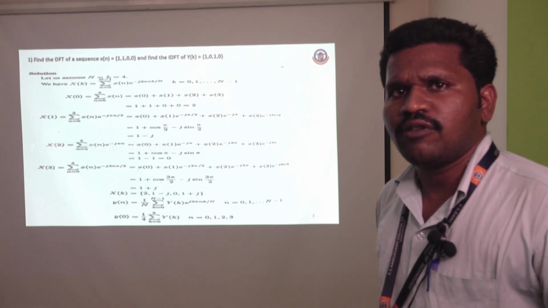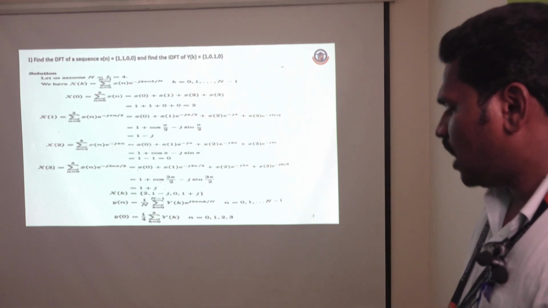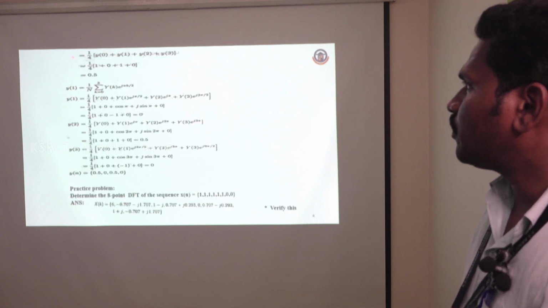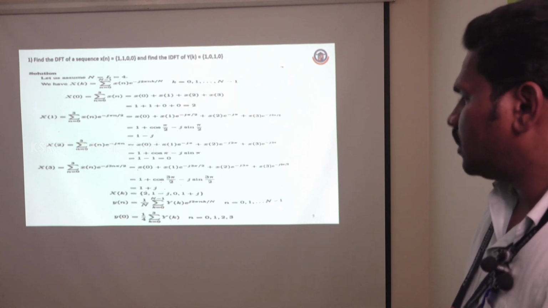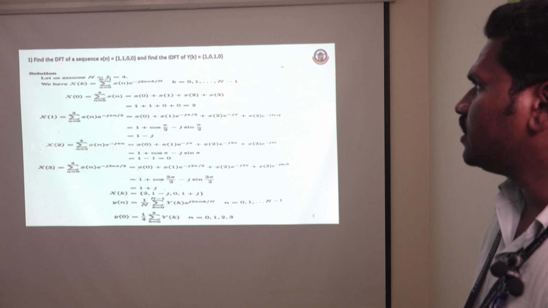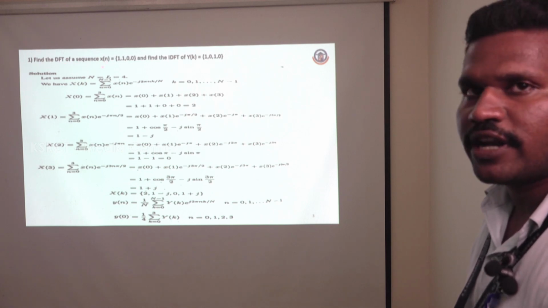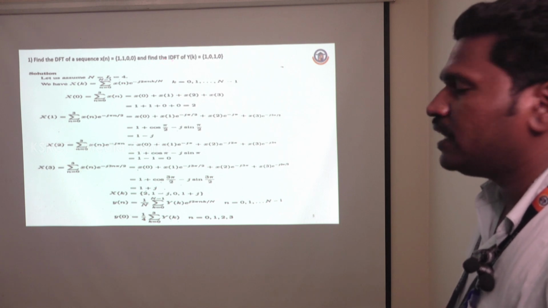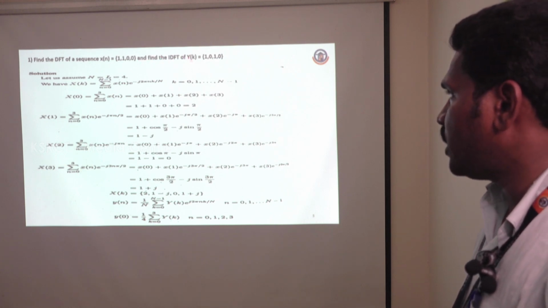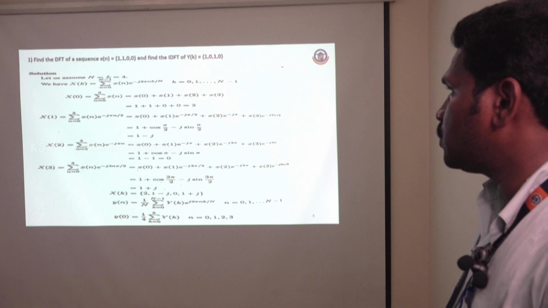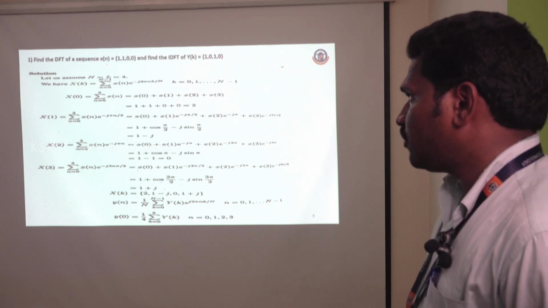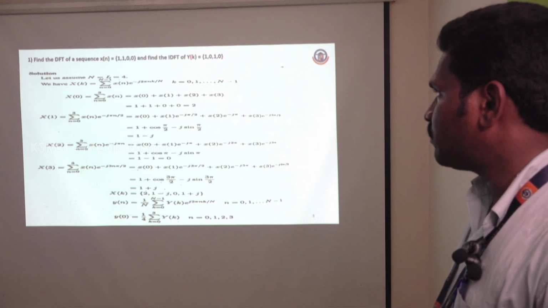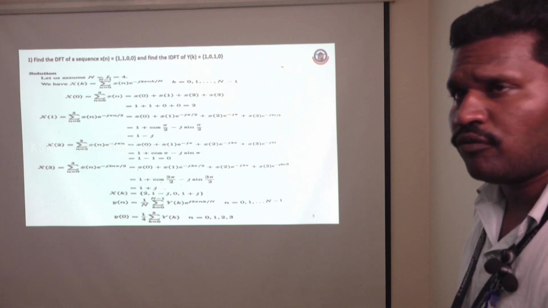Now let me see one simple problem of DFT and IDFT. Find the discrete Fourier transform of the sequence x of n equal to 1, 1, 0, 0, and find the IDFT, inverse discrete Fourier transform, of Y of k, that is 1, 0, 1, 0. In that, you need to find the value of X of k, and from the IDFT you need to get the value of y of n.